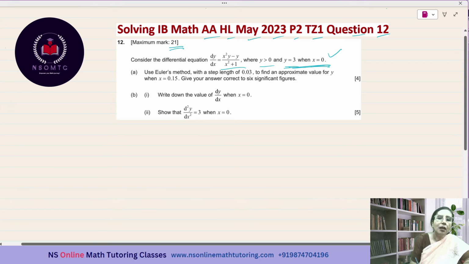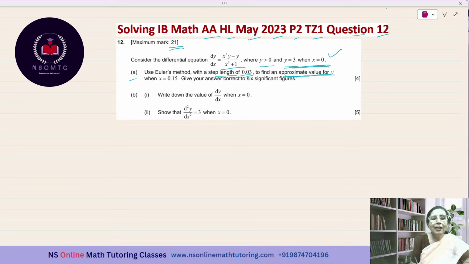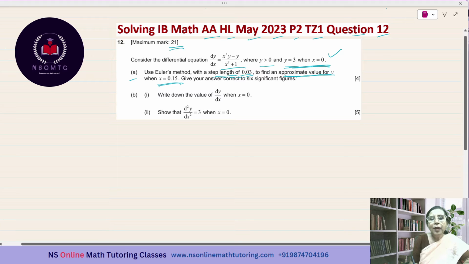Okay. Subpart A question. Use Euler's method with a step length of 0.03 to find an approximate value of y, because Euler's method will always be giving us only an approximate value of y, when x equal to 0.15. Give your answer correct to 6 significant figures. The question contains 4 marks.